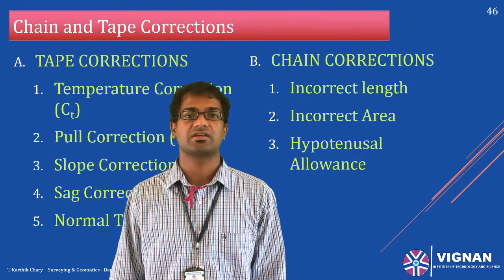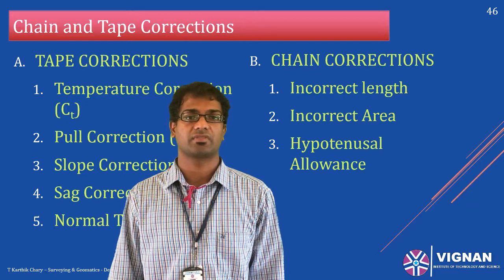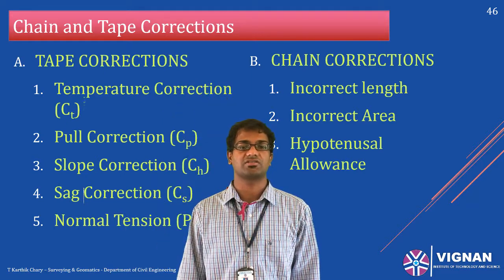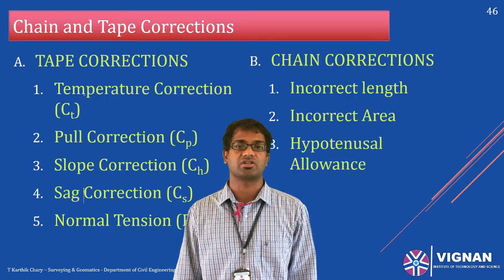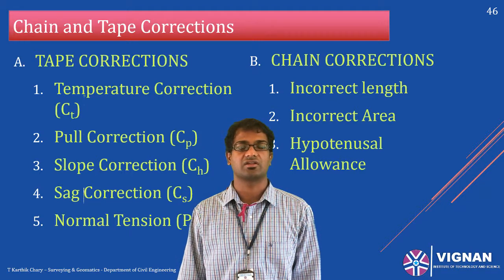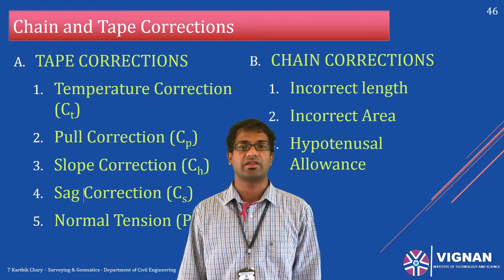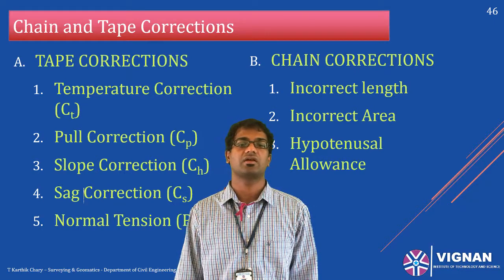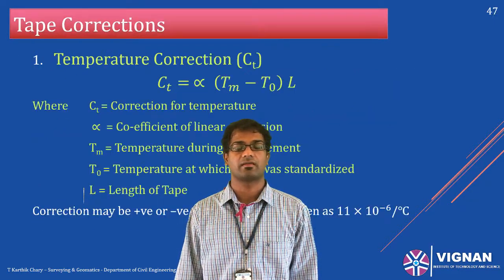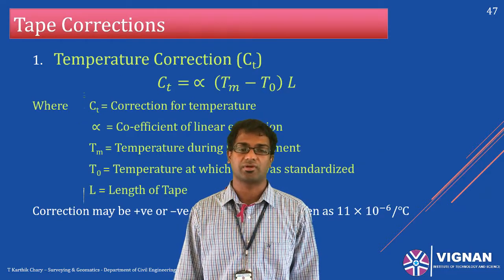We also discussed the types of corrections involved in tape. There are 5 corrections: temperature correction, pull correction, slope correction, slack correction and normal tension. Also, we have 3 types of chain corrections: incorrect length, incorrect area, hypotenusal allowance. We have discussed the equations which are involved in tape corrections.